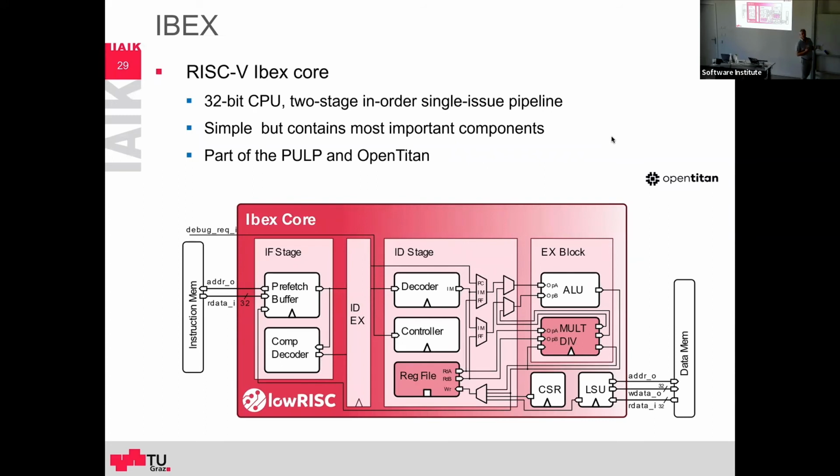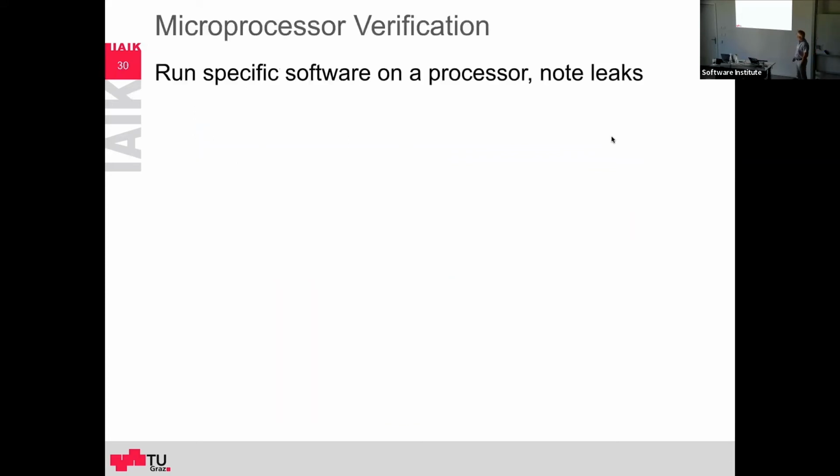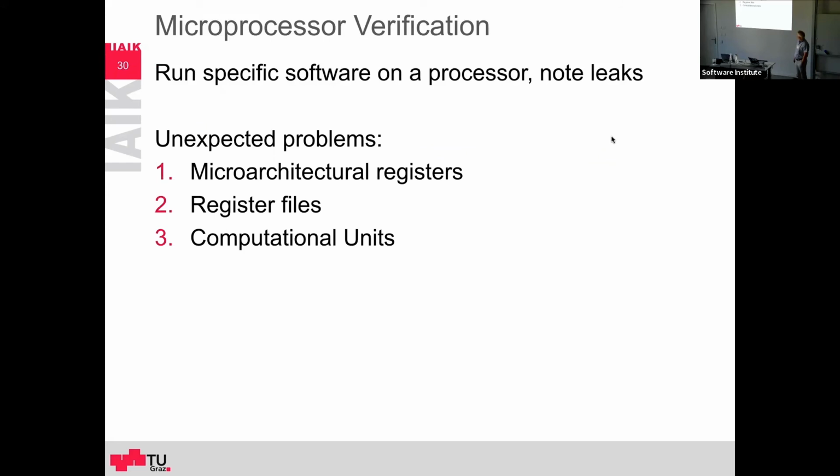So let's try and run our little piece of software that computes the AND on a processor like this one, or on your favorite image of a processor that you have in your head. Now we'll talk about different problems. There are problems with microarchitectural registers, problems with register files, and problems with computational units. These problems, to me, are surprising. People who really know about processors say, yeah, but to me, this is surprising.